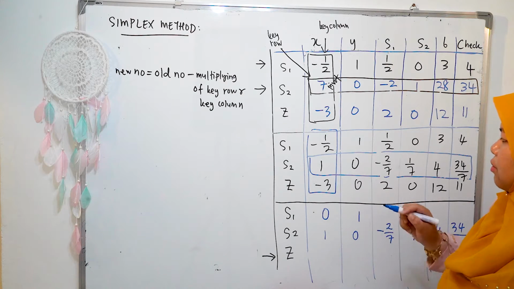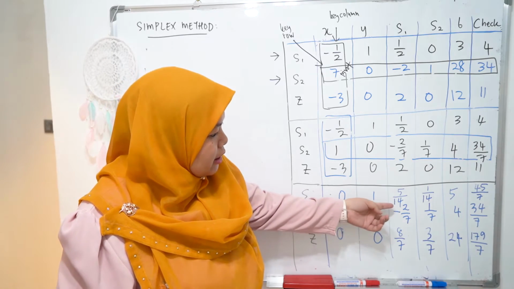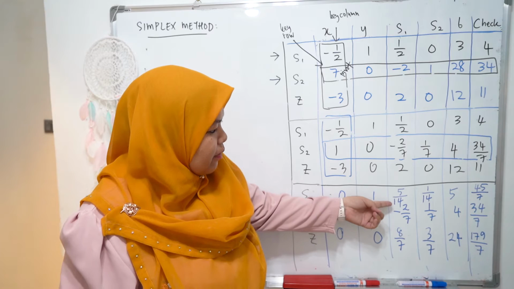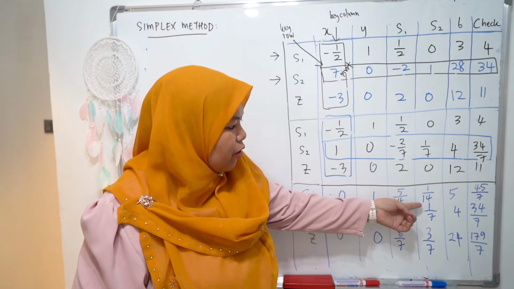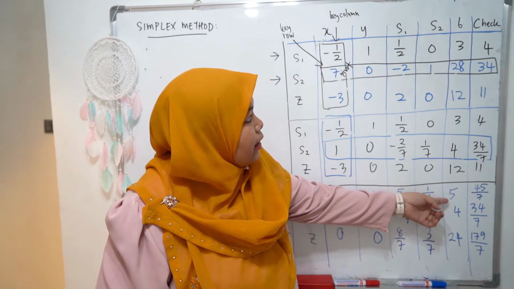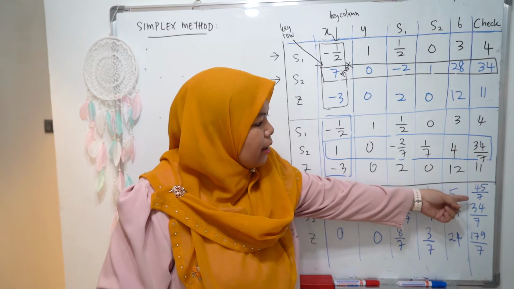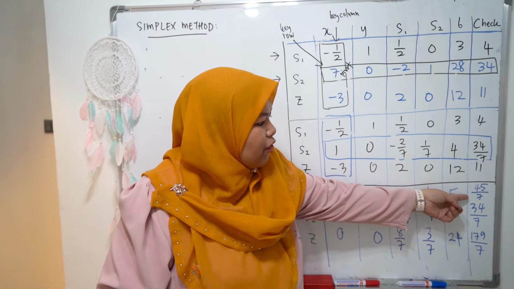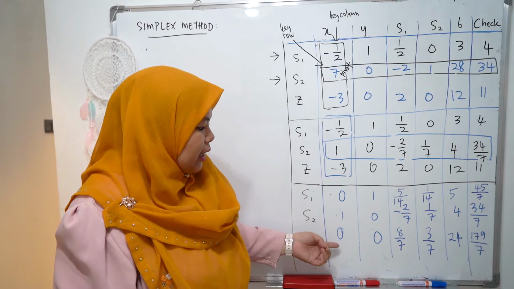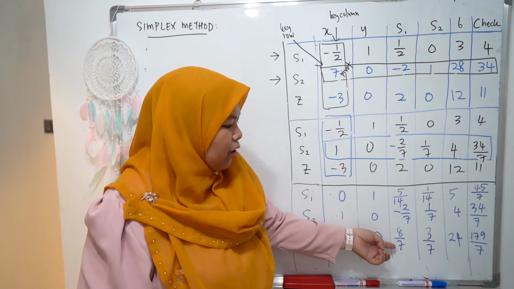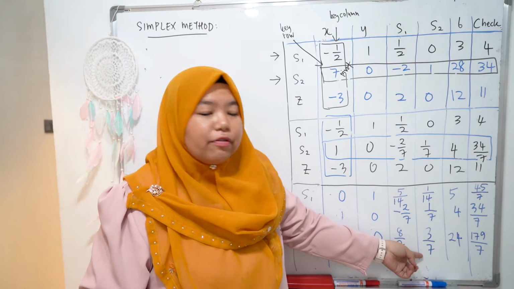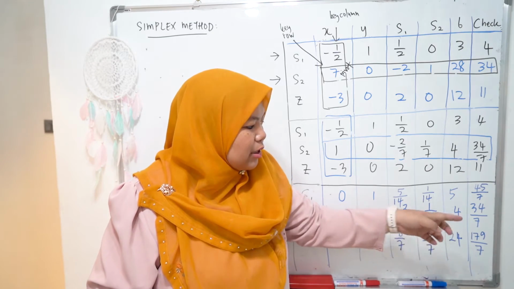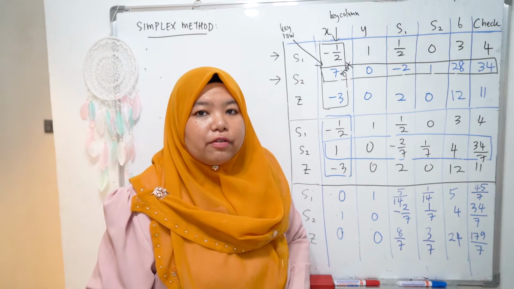So I get 1. So I complete all the new elements, which are 5 over 14, 1 over 14, 5. And then I calculate the check area, which is 45 over 7. And then 0, 0, 8 over 7, 3 over 7, 24. And the last one is 179 over 7.